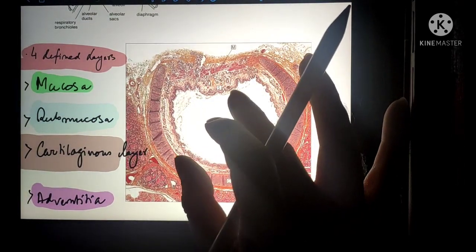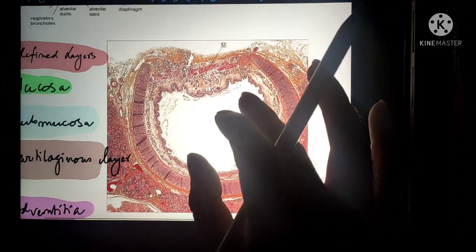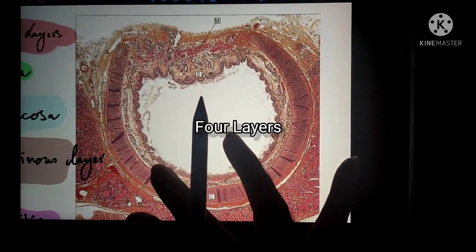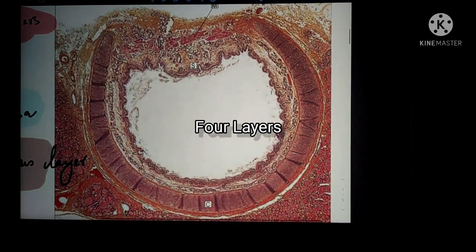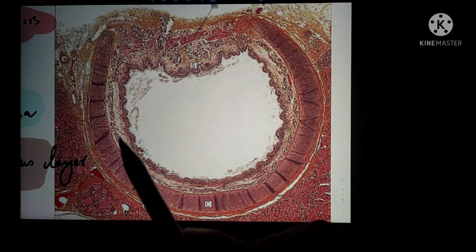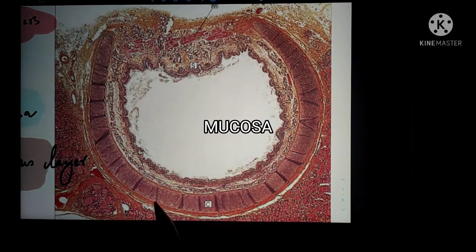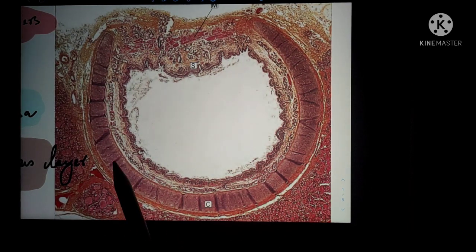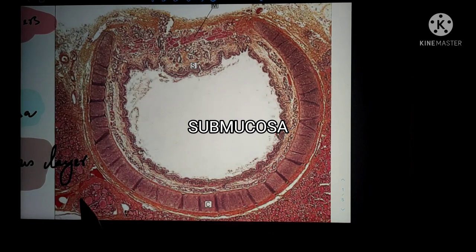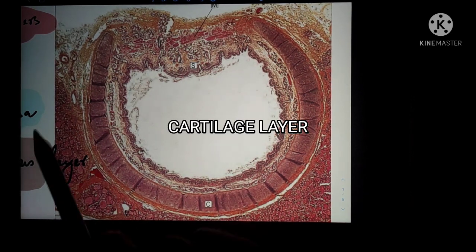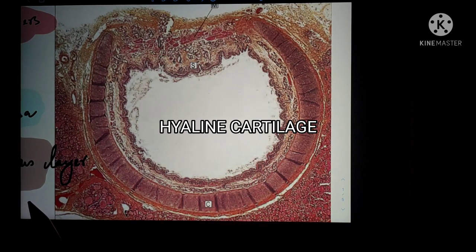So if we look at this photomicrograph, we can see that there are four distinct layers coming from inside outwards. The first layer is the layer of mucosa. This mucosa layer is made up of the epithelium and the lamina propria. Underneath the mucosa layer, we have the submucosa layer. And just outside the submucosa layer is the most distinctive part of the tracheal histology, that is the cartilaginous layer. This cartilage is a hyaline cartilage.